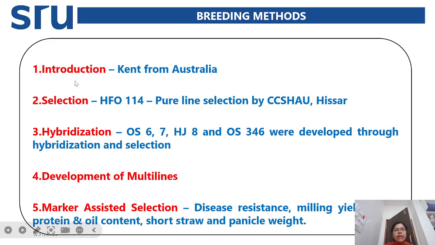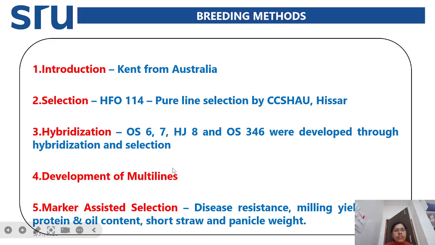And next is breeding methods. The first one is introduction. The Kent was introduced from Australia. And next is selection, that is HFO 14. It is a pure line selection by CCS HAU, that is Hisar. From Hisar they have developed the pure line selection variety, that is HFO 114. And next through hybridization method, that is OS 6, OS 7 and HJ 8 and OS 346 were developed through hybridization and selection.